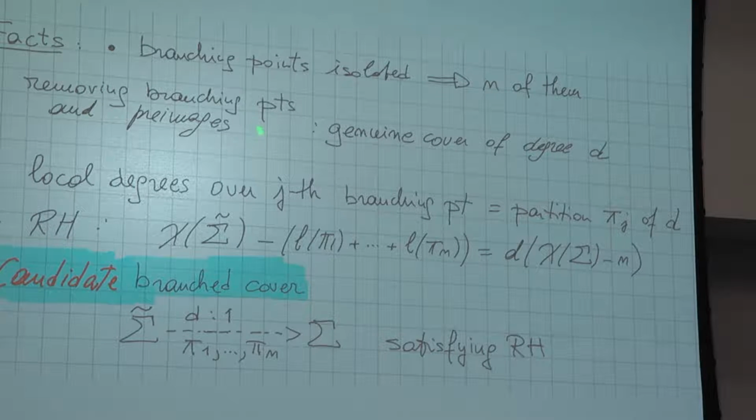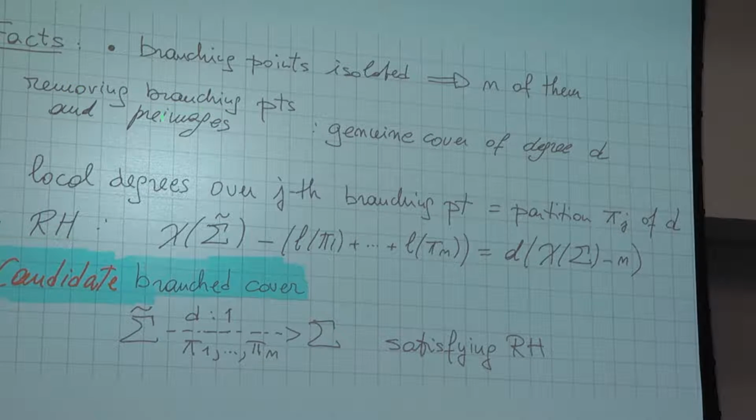So an easy fact is that branching points are isolated, so there's a finite number of them, say n, and that if you remove the branching points and all their pre-images, you of course get a genuine cover of some degree d. Maybe I didn't say surfaces are connected, they are connected. And the local degrees over the jth branching point give you a partition pi j of d, which means a bunch of integers, unordered but with repetitions, that sum up to give d.